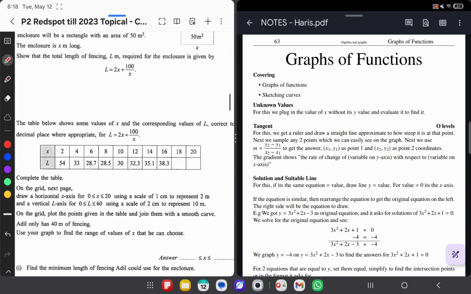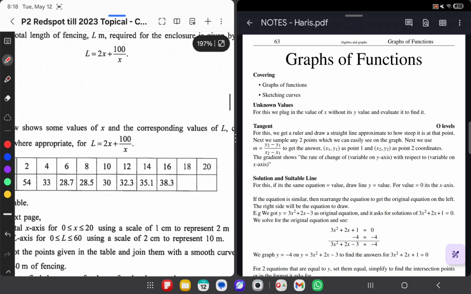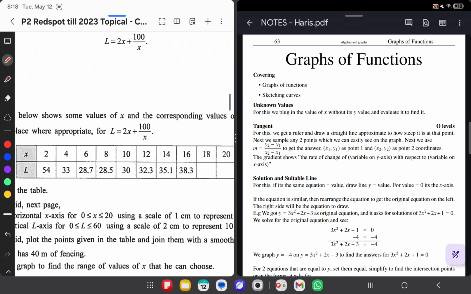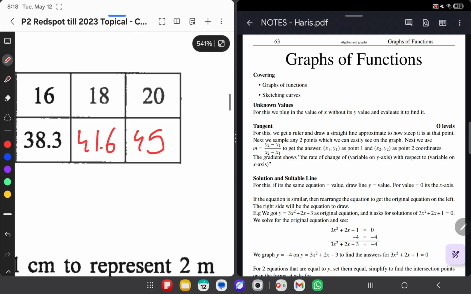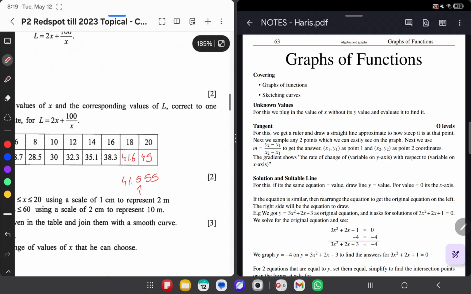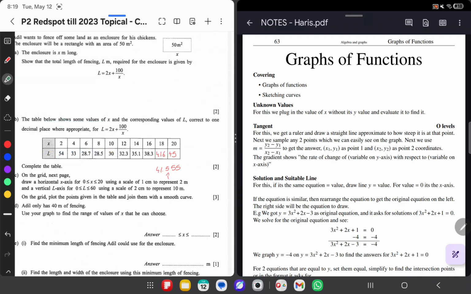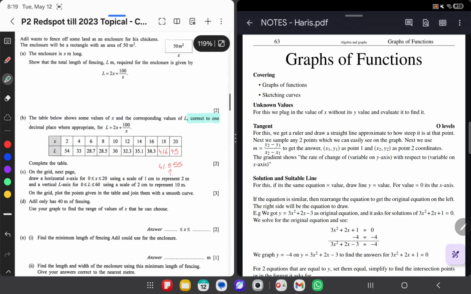So we have the function x and l corresponding. So this will be plugging in 18 and 20, we will get the value. We get this. Now here we got 41.5 repeated. What I did was that I rounded it to one decimal place. Why? It's not because I just went with it. No, because it has told me how the question approximates.